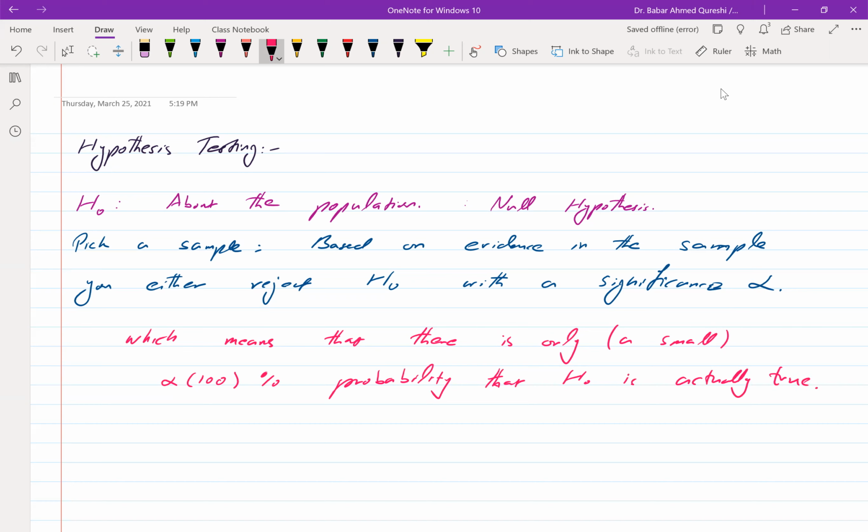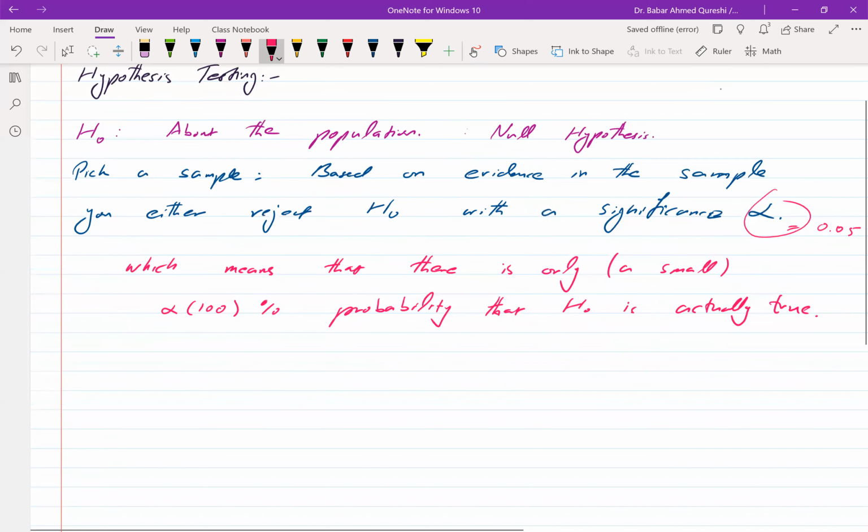Since you are making a decision based on some evidence, you can't be 100% sure. It's just statistical evidence, not a mathematical proof. So you reject it if you collect a lot of evidence and you have a significance associated with your rejection. That's this number. Usually you choose it to be a small number, let's say 0.05, so that if you end up rejecting it based on evidence, there's only a 5% chance that this hypothesis is actually true and you rejected it wrongly.